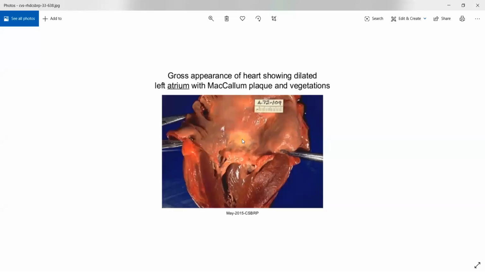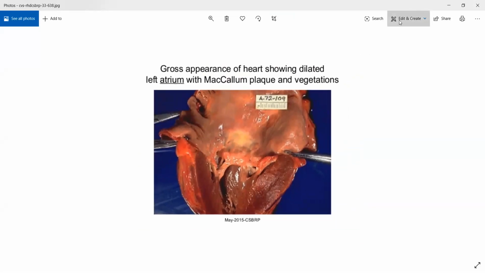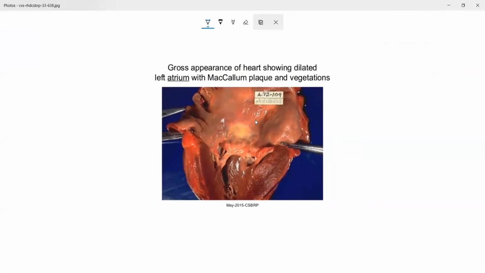See, this is the gross appearance of your heart with a dilated left atrium. Okay, the MacCallum plaque is the central yellow region that you can see. One second. This part, someone's audio is on. Right. So this part, as you can see, this is a MacCallum plaque. Okay, this is present in the dilated atrium.